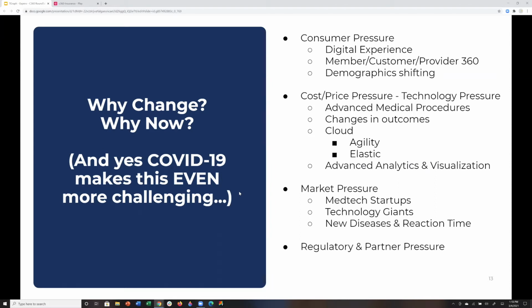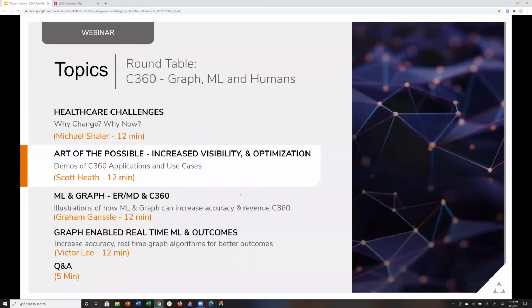And then in terms of regulatory and partner pressure, no company is an island anymore. We have real-time health records in terms of HL7, and we have the portability of data from an e-health perspective. And we have telehealth obviously at the forefront in 2021 as well. So we need to change now. I'm going to hand it over to Scott. He's going to talk about the art of the possible here, and I'm really excited to see how we show what can be done with Customer 360 and how we optimize those experiences. Over to you, Scott, please.